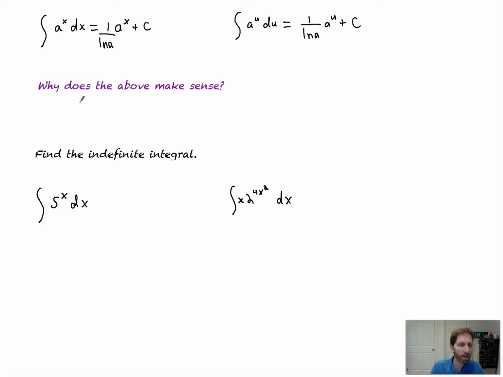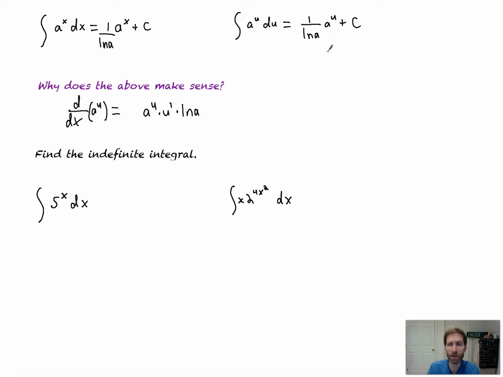Okay, so why does this make sense? Well, we know that the derivative of a to the u is equal to a to the u times u prime times ln a. Well, if I'm taking the antiderivative of a to the u and there's no ln a there, when we take a derivative of our answer, an ln a is going to come out.